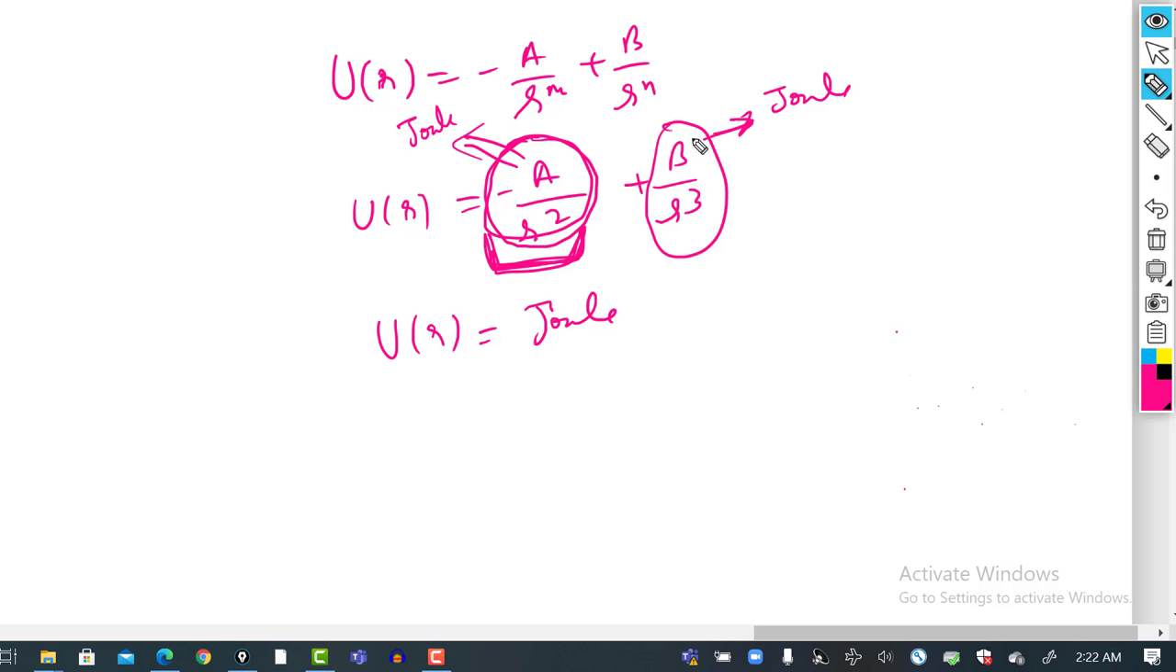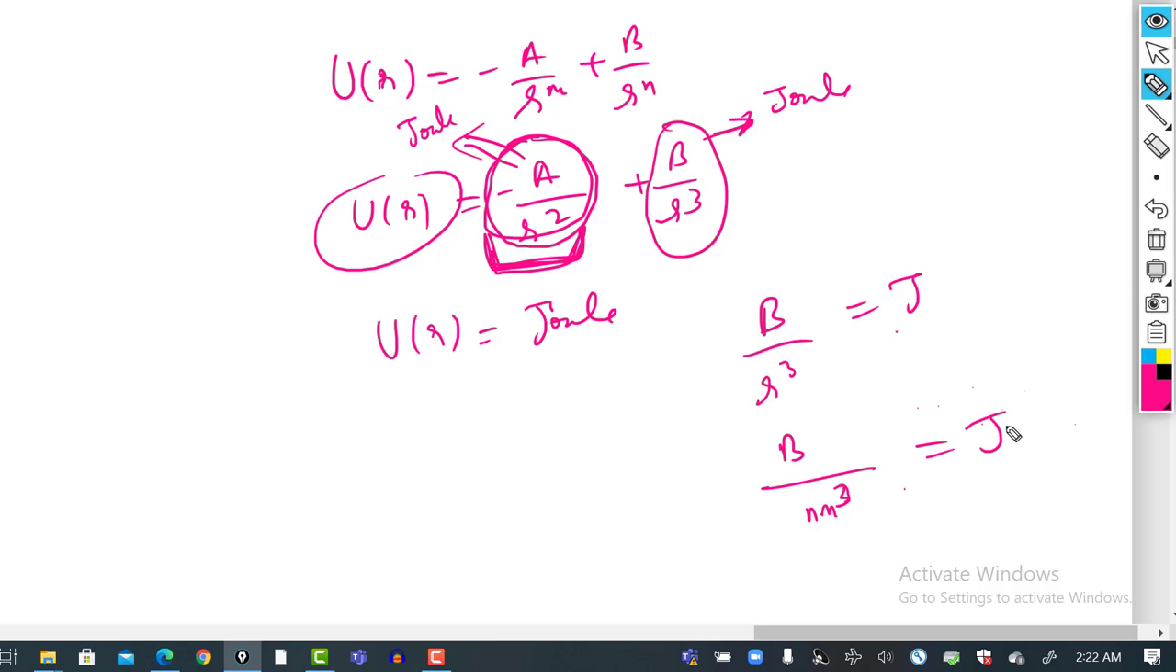Suppose this should give joule and this should give joule. So joule plus joule will give you joule only, that is energy. So B by R cube should give joule. Now R is in nanometer, that is length, we already know it. So we get nanometer cube. Here B should be such that we get only joule, so B should have nanometer cube so that the nanometer cancels out, and other than that we need joule. So the unit of B will be joule nanometer cube.